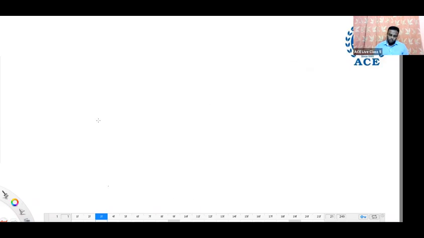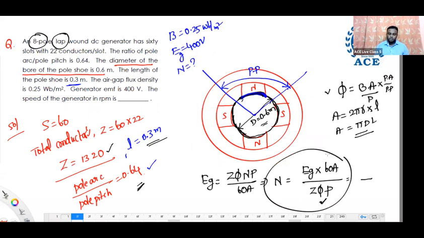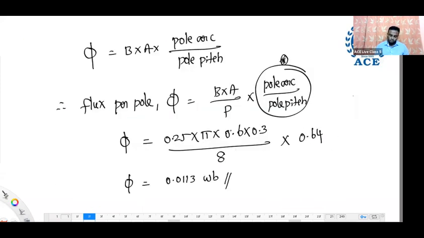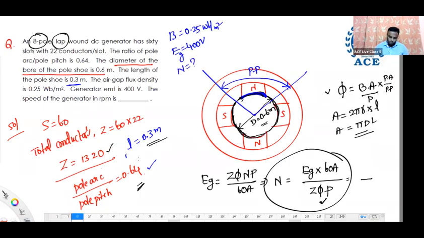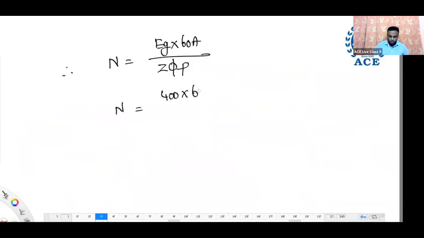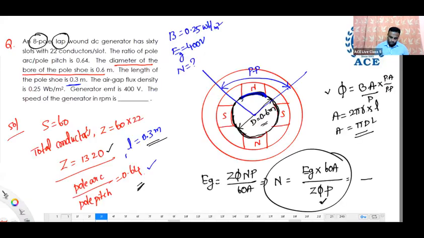So the flux value is this. Therefore, the speed N equals, what is the speed equation? This is N equals Eg into 60A divided by Z phi P. Substitute all the values here. The speed equals, Eg how much? Eg is 400 volts. 60, and it is lap wound. That's why the number of parallel paths equals the number of poles, 8, divided by the Z value, 1320. Z value is 1320 only. Yes, 1320.